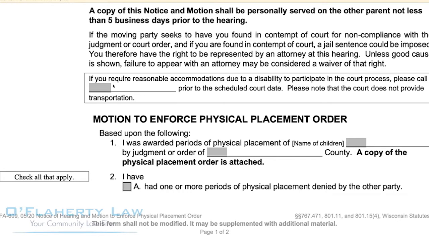Or before you file, you're standing in line at the courthouse, you're about to talk to the clerk, you just tell them you need the number to put in here. Or you could also just call them prior to going in and get the number. They're usually very helpful. So you do need to put in that number there for any reasonable accommodations due to a disability. So that is the notice part of the notice in motion.